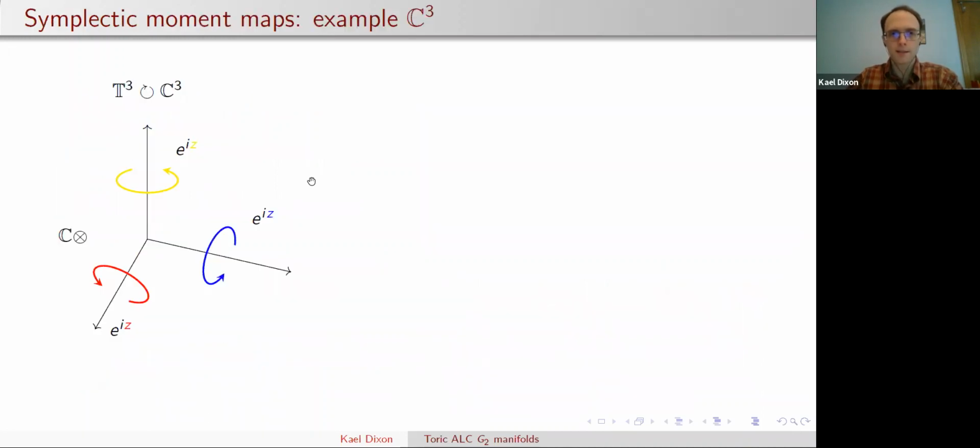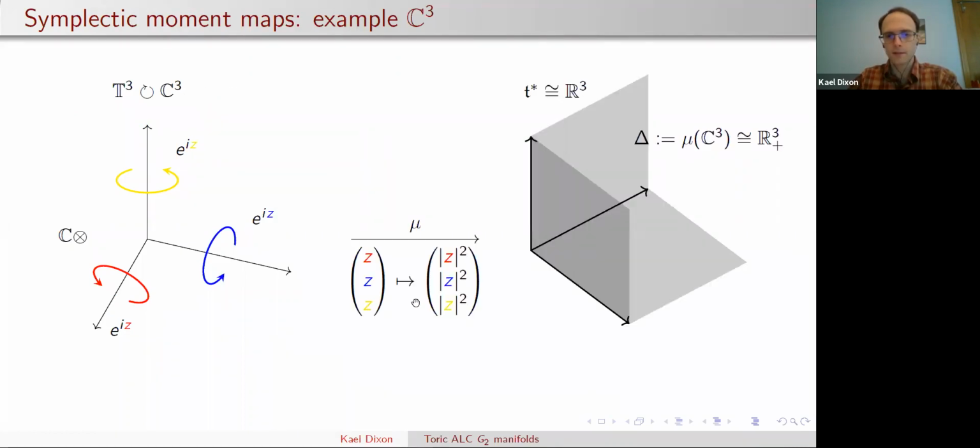Okay, so we start with the very simplest possible example of a symplectic moment map. We have the usual T3 action on C3 with its usual metric, its usual symplectic form. So you get a very straightforward moment map, whose image is the octant. In general, the moment map image would be locally like this, and it's going to be some kind of a polytope. It's usually denoted by delta.